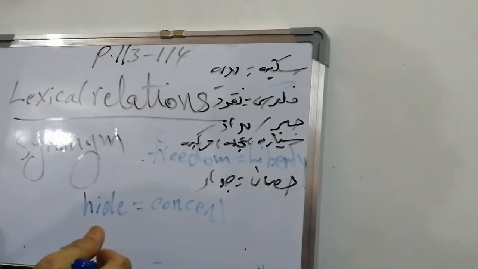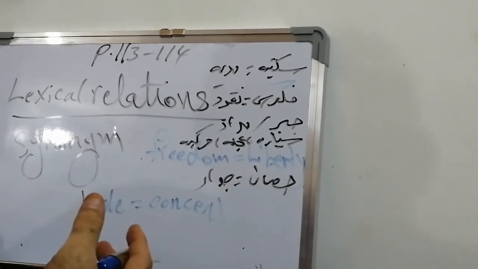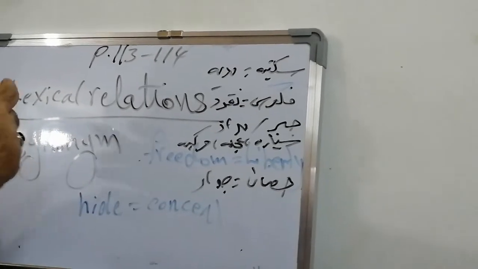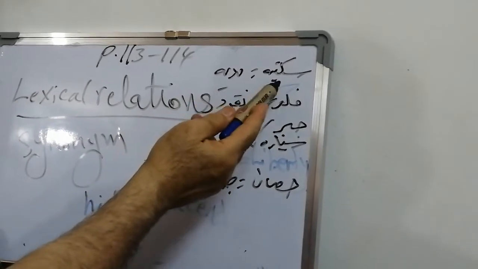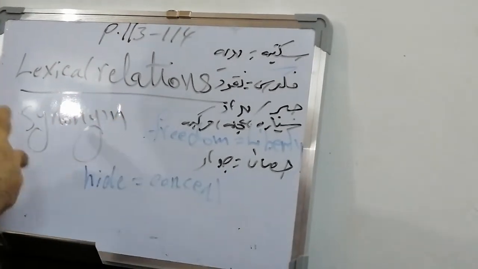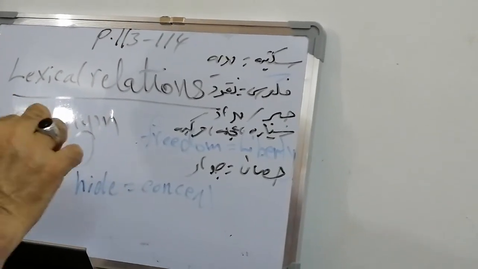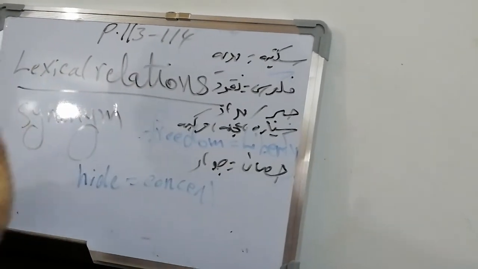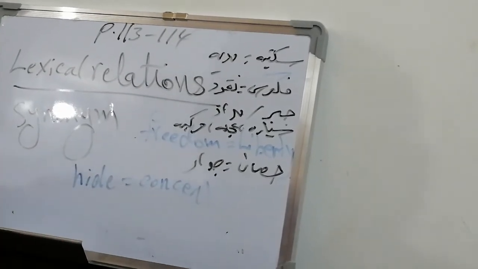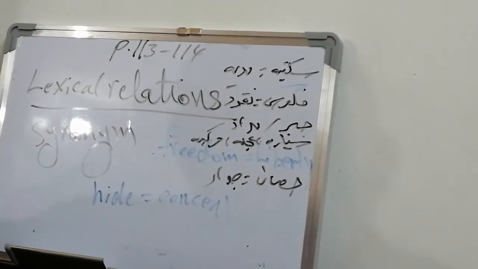Now, what does Yule say here? Yule says that when we think of synonyms as an aspect of one type of lexical relation, there is a lexical relation between these words: hide, conceal, freedom, liberty, sayara, ajala. There is a relationship here, but we should not think of the meaning of these two words as exactly the same. They are close in meaning, closely related. Yes, they are near, but it doesn't mean that they are exactly the same in meaning.